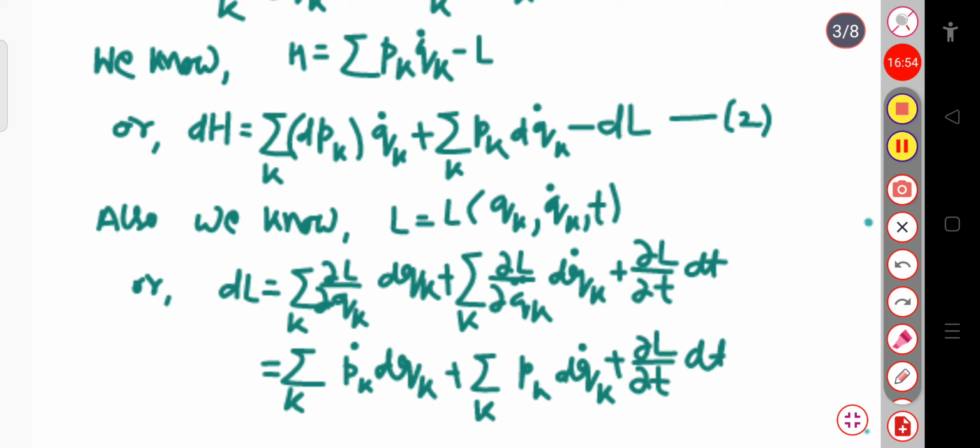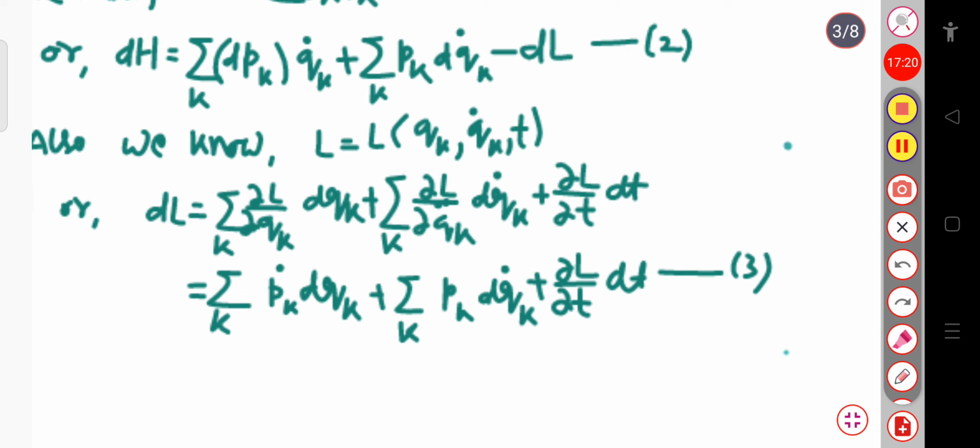This is your equation number 3. Now you can see here in equation 2, let me zoom it. Yes, you can see in this expression, that is in equation 2, the dL term is present. If I put this equation 3 in equation 2, let us see what happens.